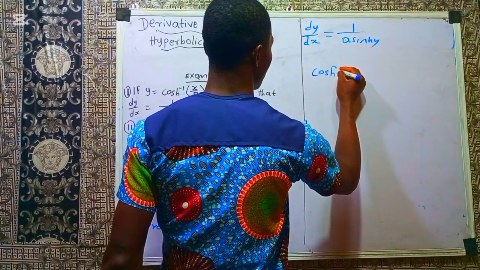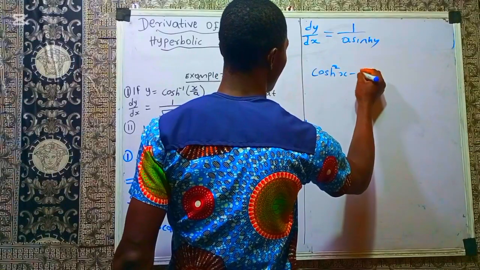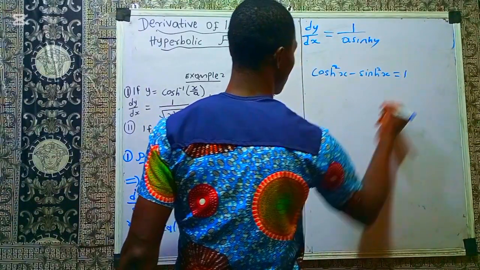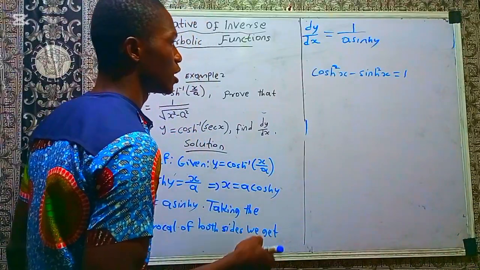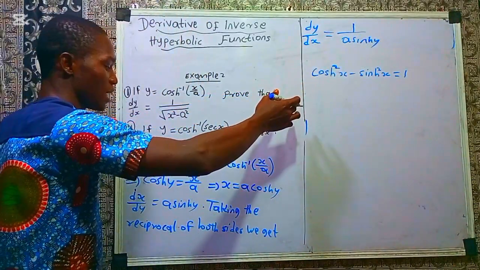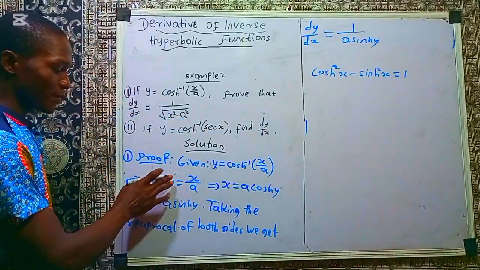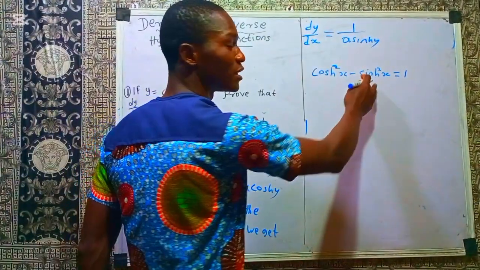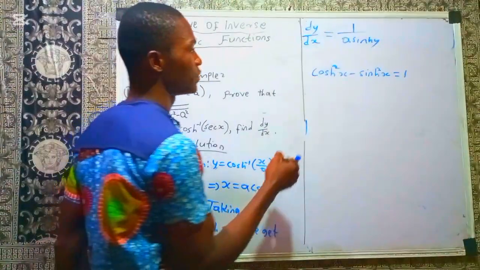Hyperbolic cosine squared x minus hyperbolic sine squared x is equal to what? 1, right? And we want to write hyperbolic sine in terms of what? Hyperbolic cosine, so that we can replace hyperbolic cosine with x over a, right? So let's make hyperbolic sine the subject of the formula.